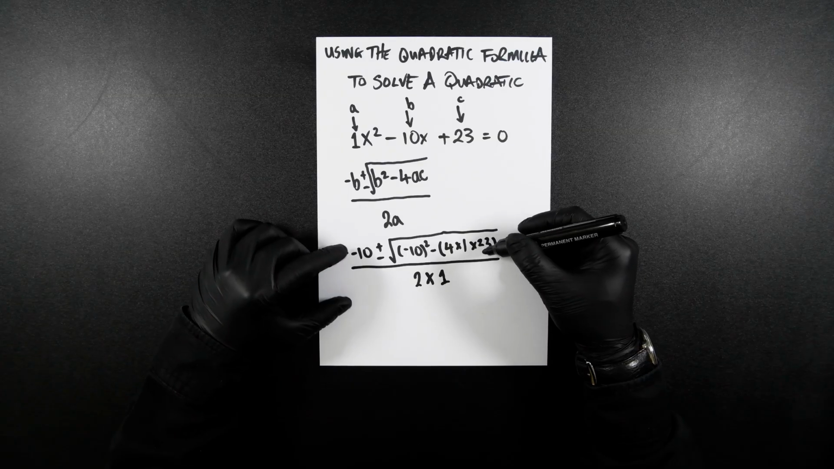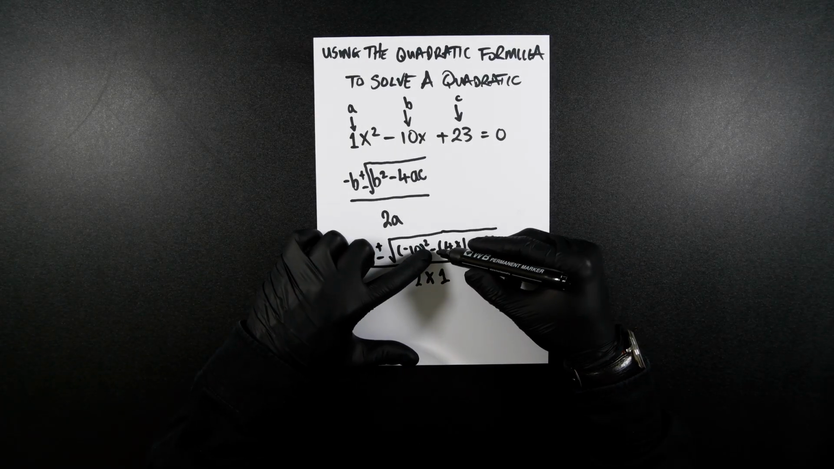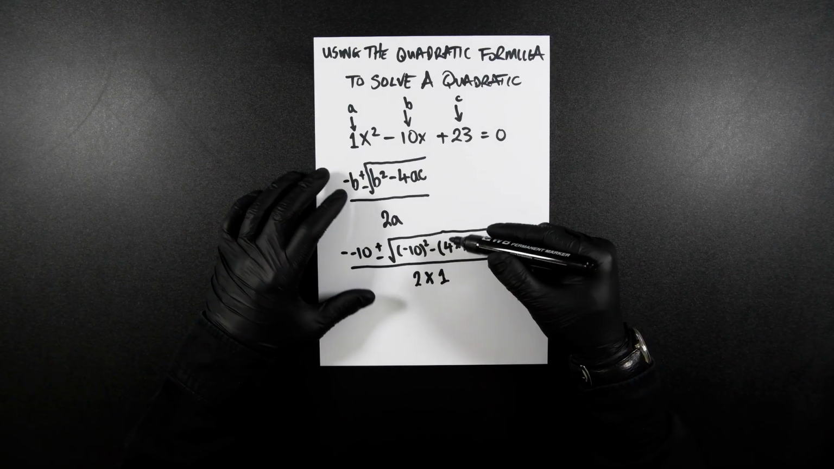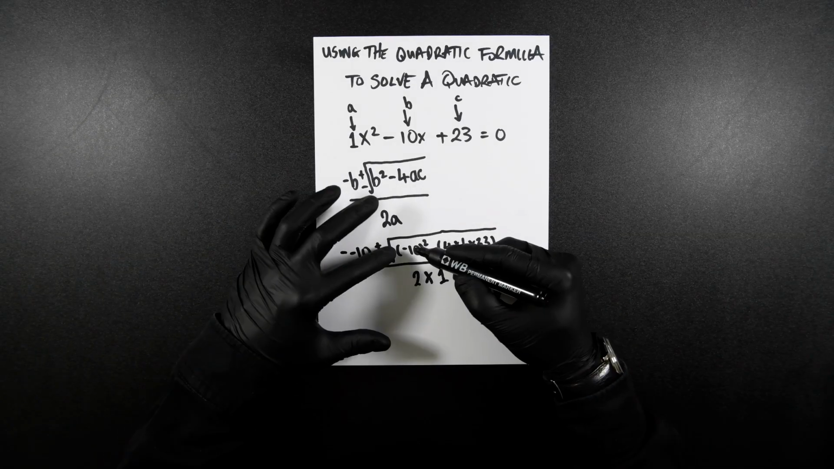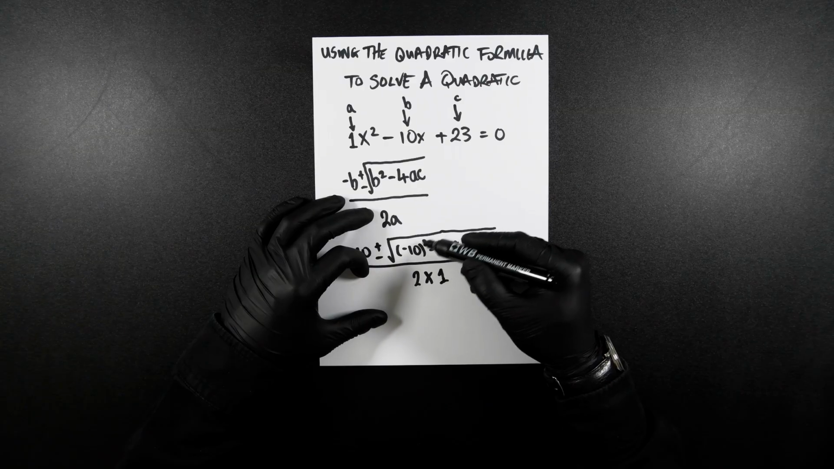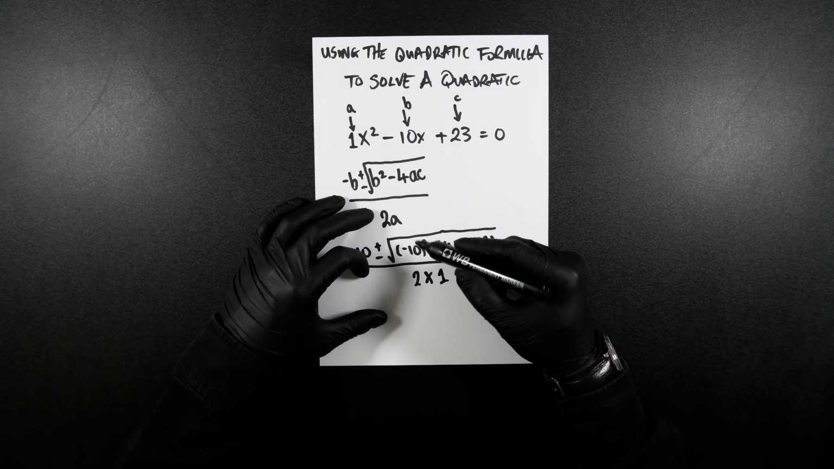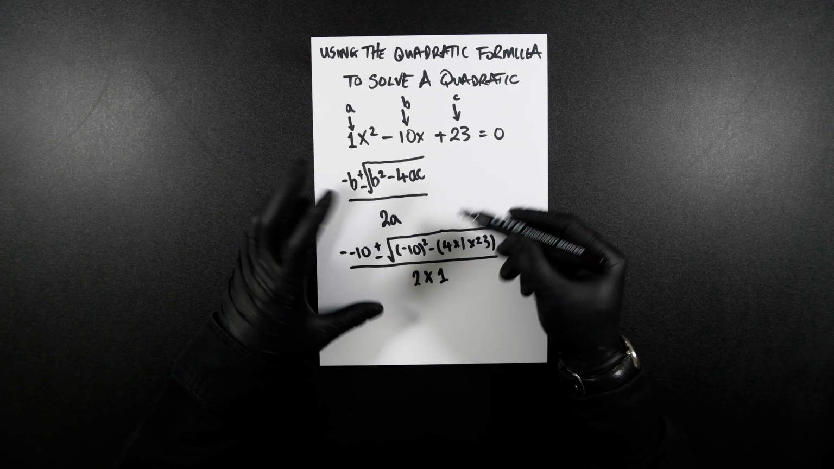If you don't put brackets in here, this is where everyone messes up, you will get it wrong. You must put brackets here. If you don't put brackets and you do minus 10 squared, it will just square the 10 and give minus 100, and that's wrong.